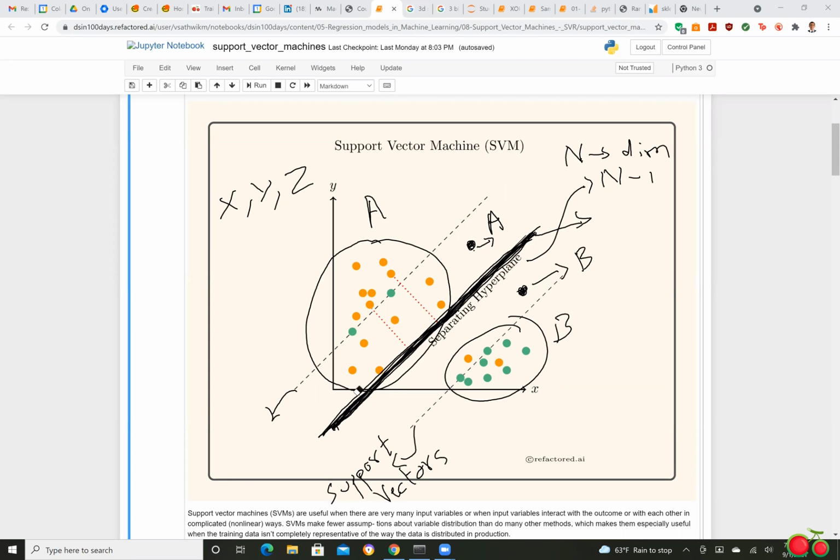Not just the separating hyperplane, my support vectors also would be n-1 in nature. In this case, since I have 2 dimensions, my support vectors and separating hyperplane are all n-1 dimensions, which means they are straight lines, single dimensional entities. But if it's a three-dimensional space, my support vectors are nothing but support planes. There'll be two-dimensional planes, and then there'll be another plane between these two planes, which is called my separating hyperplane or decision boundary. Now, how do I arrive at these lines themselves? How do I draw these lines?